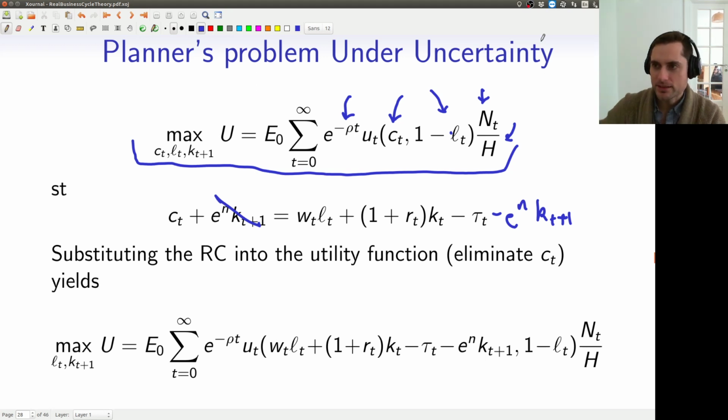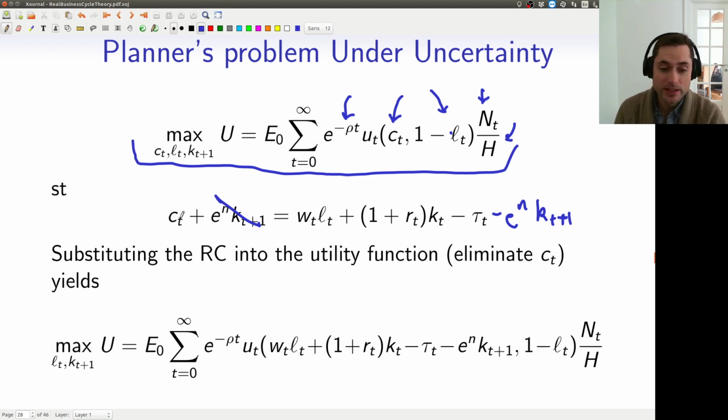Okay, so as I mentioned, we've got an expression now, and we've got a constraint here that involves c_t, little k_{t+1}, and l_t. So here you see that the planner is maximizing over these three variables. Let's make this problem a little simpler.